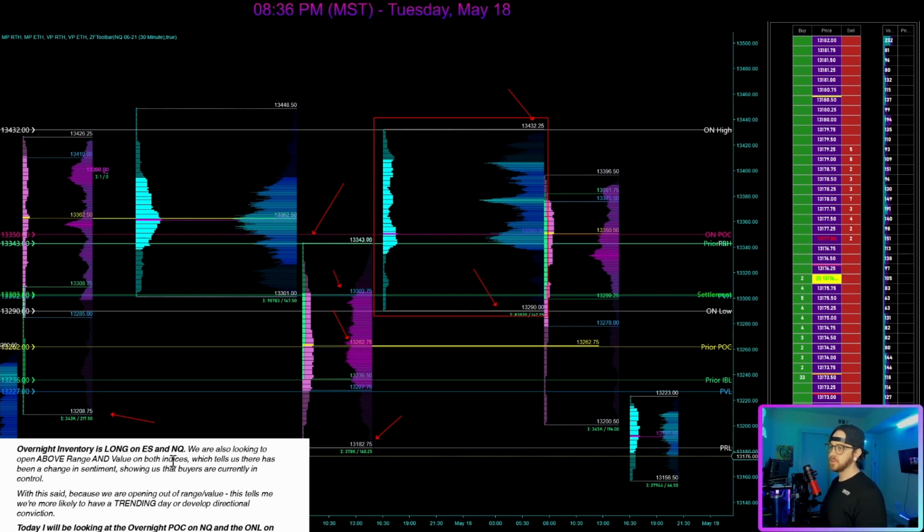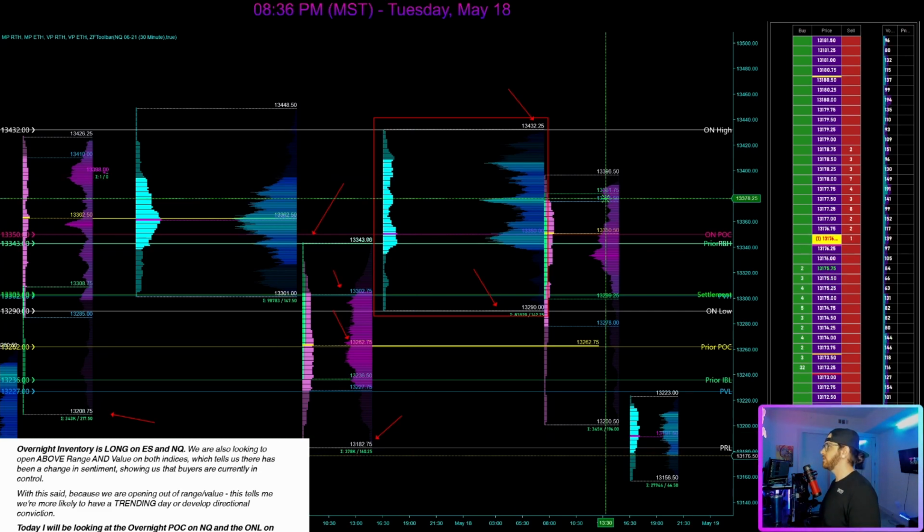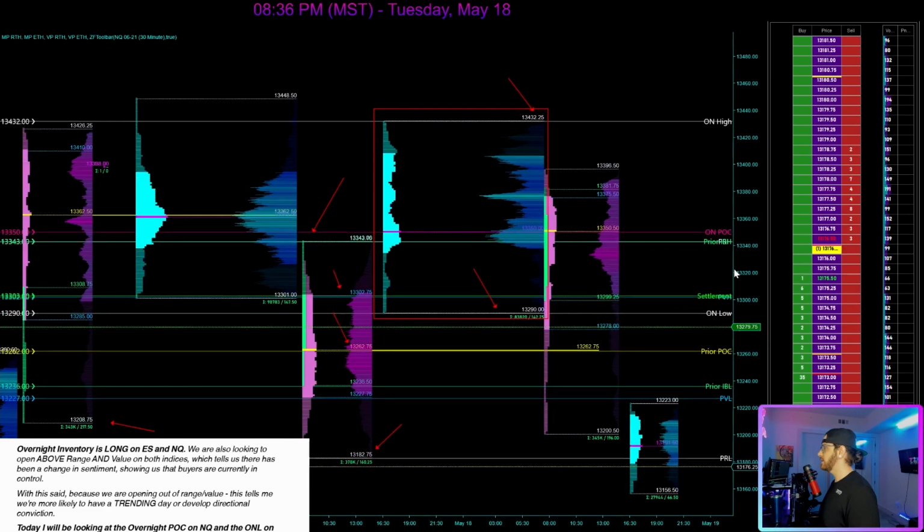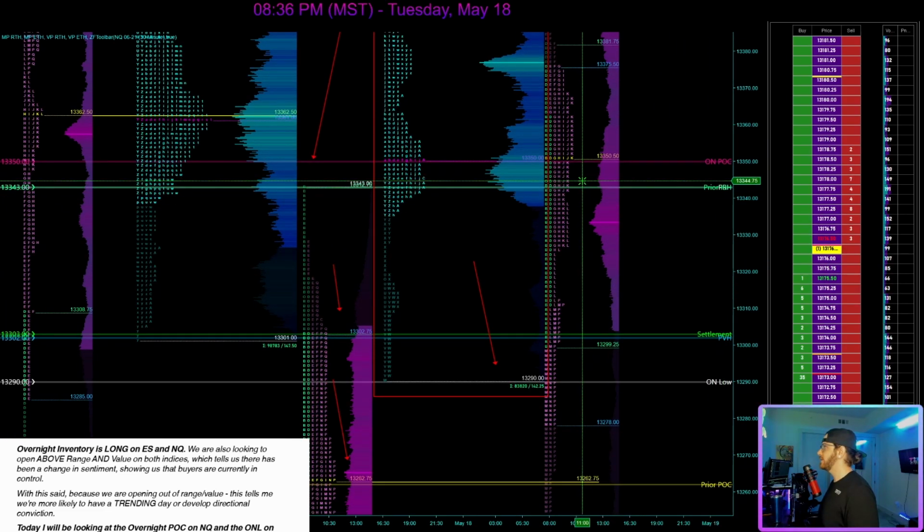So you can see I said that we are also looking to open above range in value on both indices, which tells us there has been a change in sentiment, showing us currently that buyers are in control because of the long overnight inventory. With this said, because we were opening out of range in value, so this was range in value, okay? So if we zoom in here and we find O period, you can see we opened right above yesterday's high.